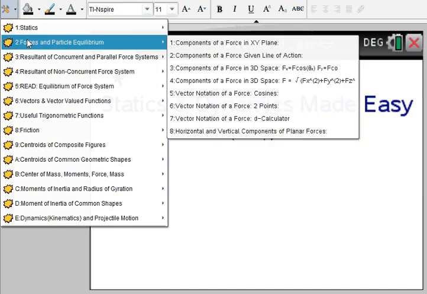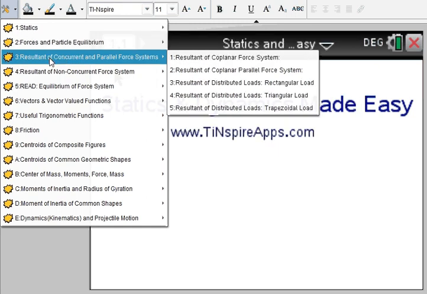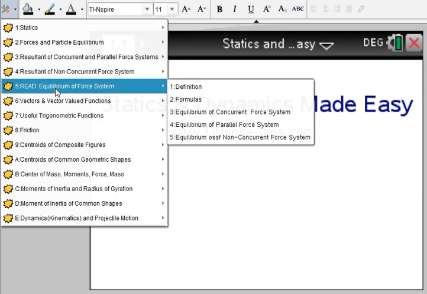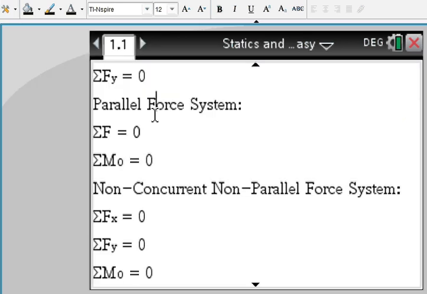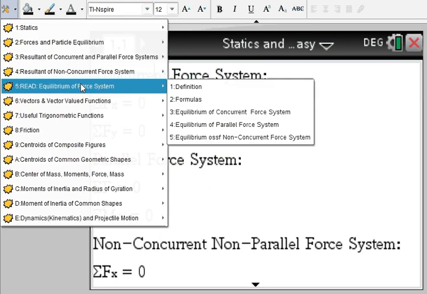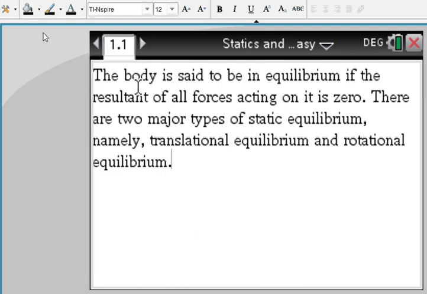Let me first give you an overview. We're going to start off with statics, of course, and then we have forces and particle equilibrium for you, resultants of concurrent and parallel force systems, and another force system, non-concurrent force systems. We also have sections here for you to read, to look up formulas, to look up definitions. Okay, let me show you. Here we have formulas for force equilibrium, and a definition right there for you as well.